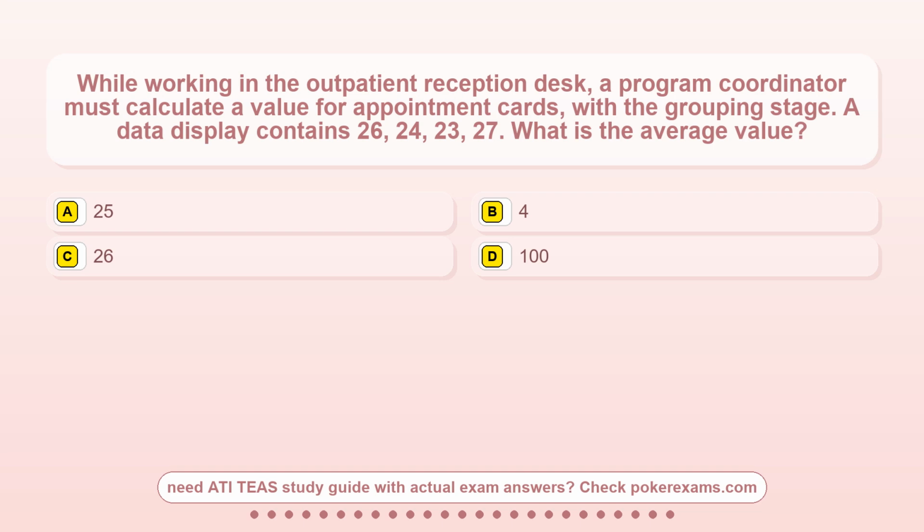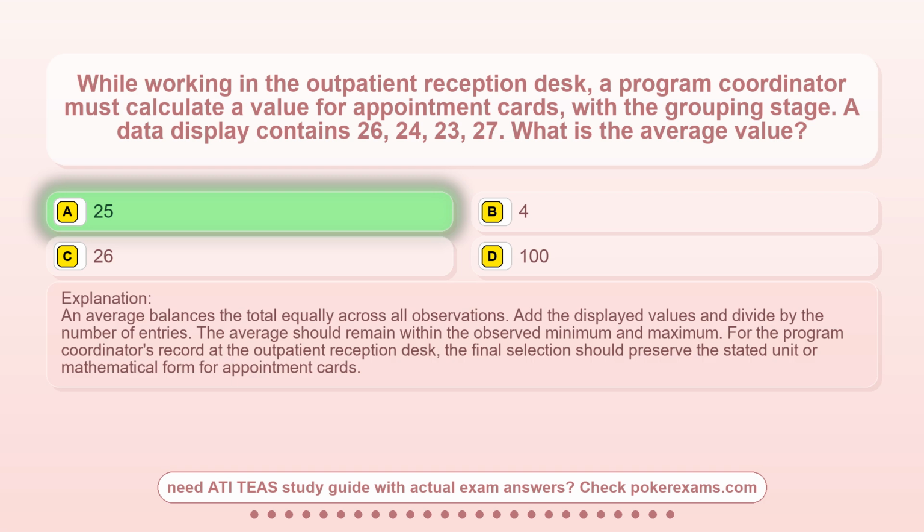Question 4. While working in the outpatient reception desk, a program coordinator must calculate a value for appointment cards, with the grouping stage. A data display contains 26, 24, 23, 27. What is the average value? Option A, 25. Option B, 4. Option C, 26. Option D, 100. The correct answer is option A, 25.